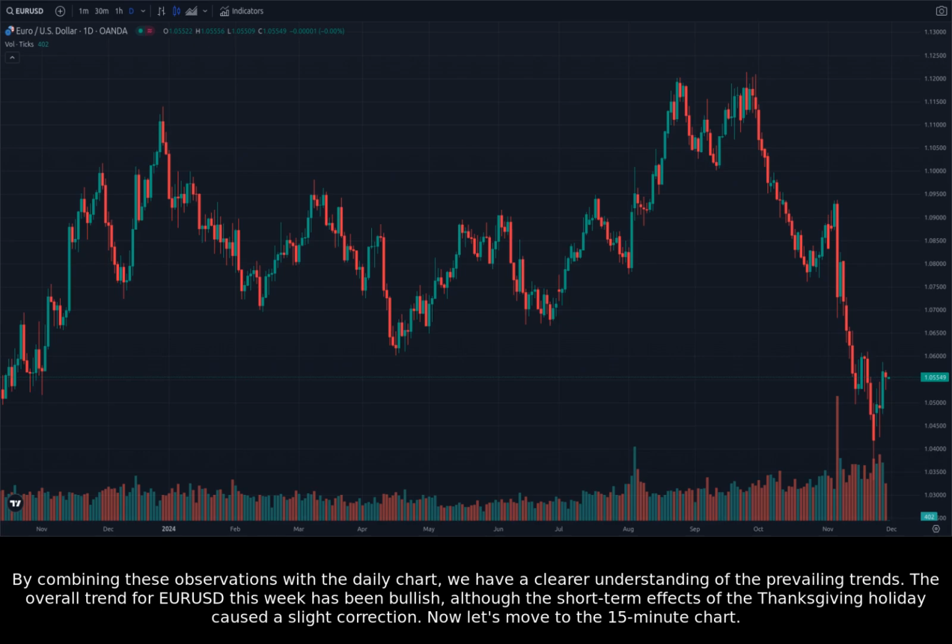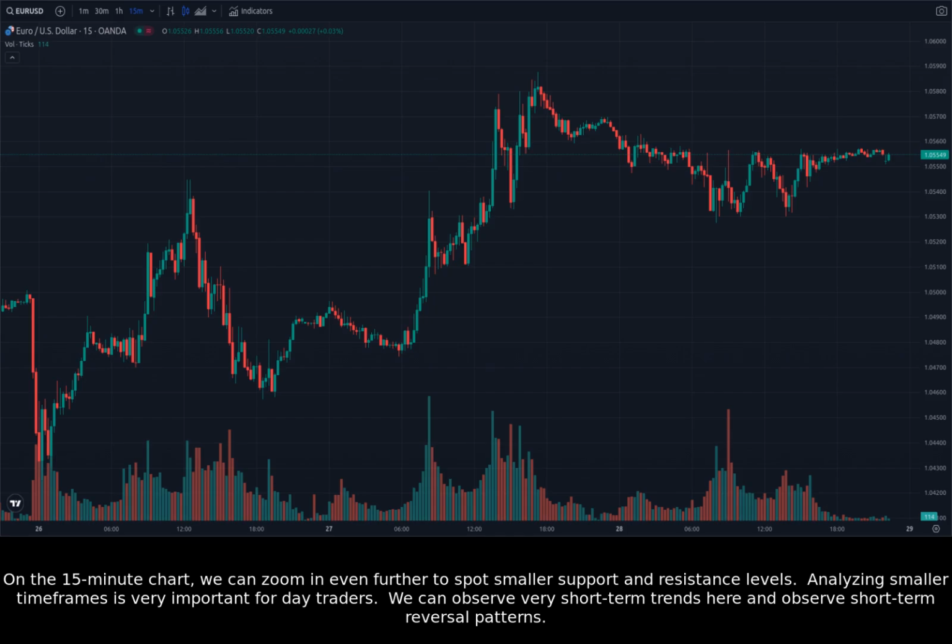The overall trend for EURUSD this week has been bullish, although the short-term effects of the Thanksgiving holiday caused a slight correction. Now let's move to the 15-minute chart. On the 15-minute chart, we can zoom in even further to spot smaller support and resistance levels. Analyzing smaller time frames is very important for day traders. We can observe very short-term trends here and short-term reversal patterns.